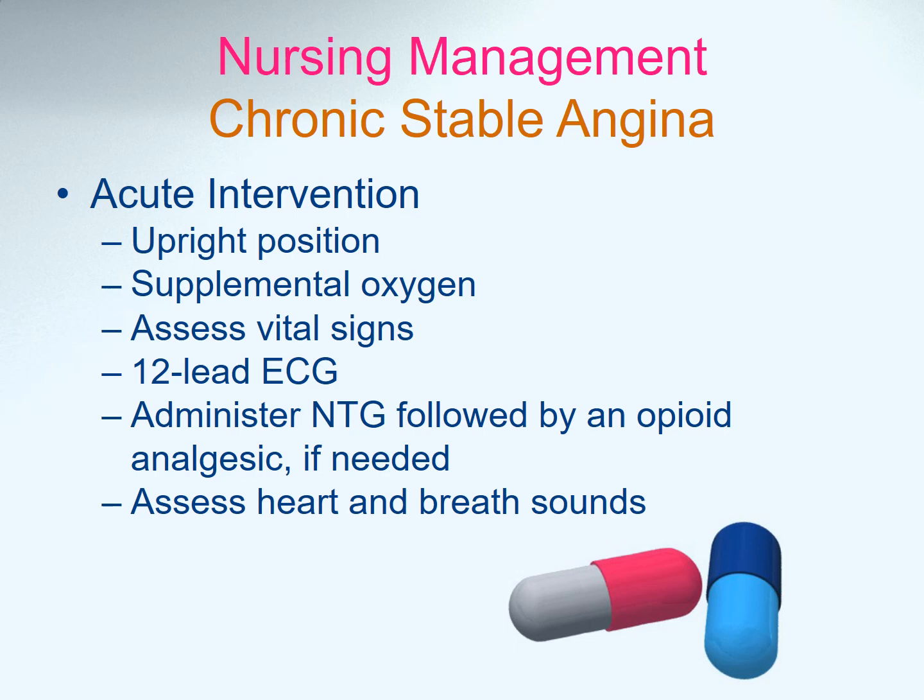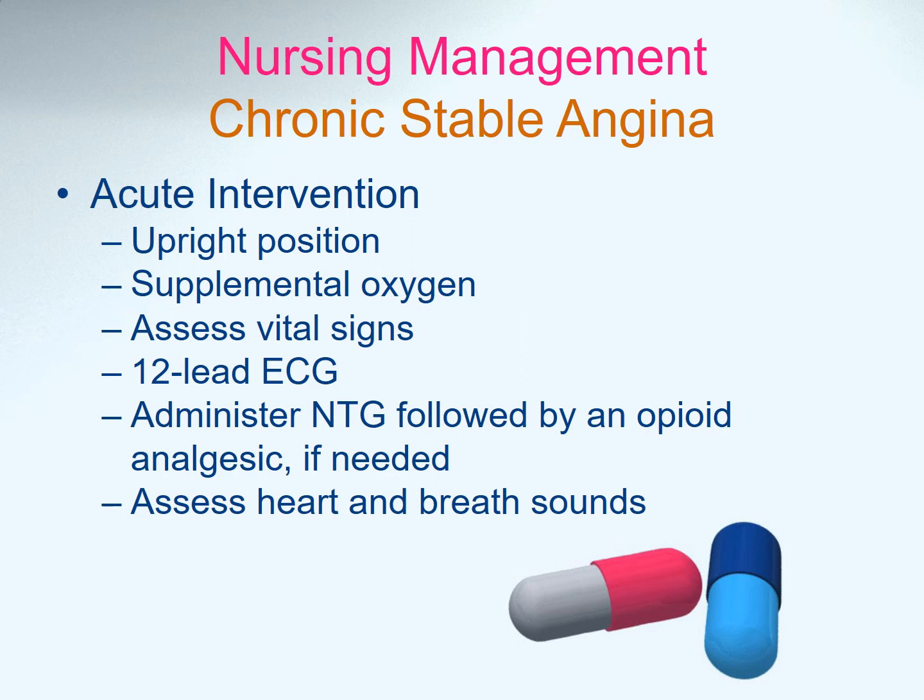Our acute interventions, again, are to position the patient upright unless contraindicated, assess their vitals, get a 12 lead, provide prompt pain relief with nitroglycerin followed by opioids, assess their heart rate and breath sounds. If their blood pressure or heart rate are elevated, we need to auscultate the heart, which may reveal an atrial S4 or ventricular S3 gallop.